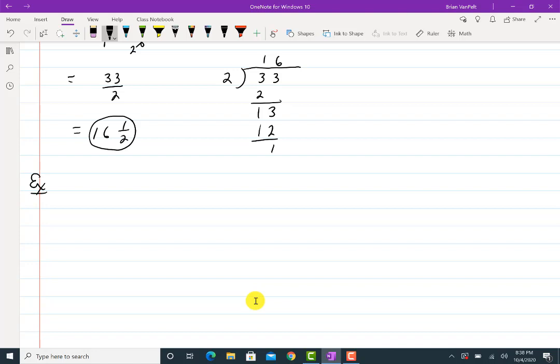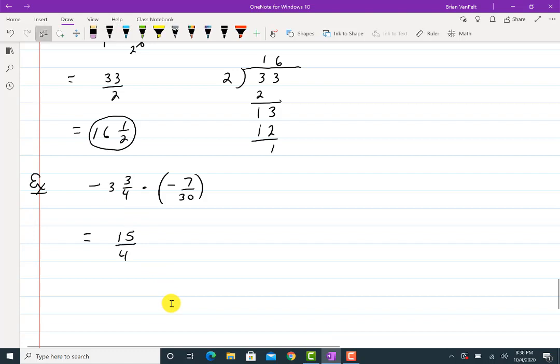Last multiplication, we have negative 3 3/4 times negative 7 over 30. Now, I have a negative times a negative, so the negatives completely cancel out. So I'm going to just not write them for the rest of the problem. I know my answer is positive. Let's start and change 3 3/4 to a fraction. So I do 3 times 4 is 12, plus 3 more is 15. So I get 15 over 4 times 7 over 30. Notice all the negatives are gone.